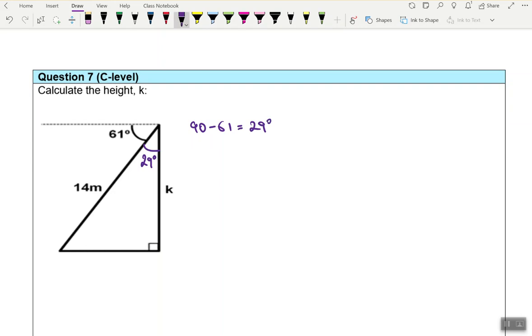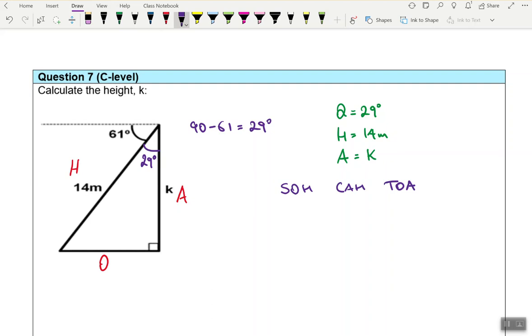Once you've done that, we will label our sides. Opposite the angle is the opposite side. We've got the hypotenuse on the longest side, and lastly adjacent. So I'll write down what I have and what I'm looking for. I've got my angle theta, which is 29 degrees, the hypotenuse, which is 14 meters, and the question is asking me for k, which is our adjacent side. I'll call that k. Once we've established that, I will write SOHCAHTOA and figure out which one of these ratios I've got to use.